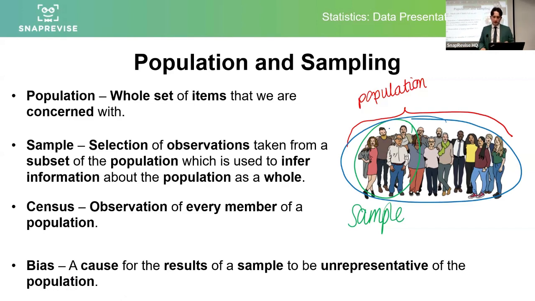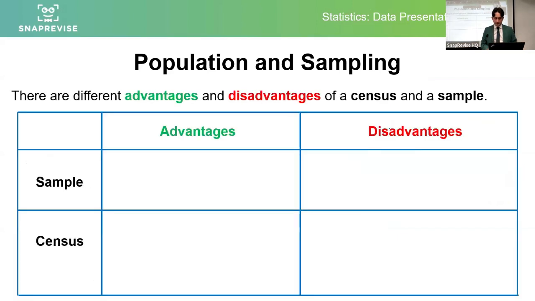What we're always looking to avoid is bias. Bias is a cause of the results of a sample not truly representing the whole population. So if I wanted to understand how different age groups engaged with technology, I wouldn't just ask people of the same age. That would be biased and wouldn't be representative of what I was looking for. So that's hopefully nice and clear to start with.